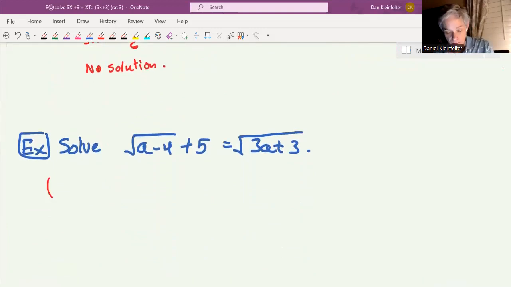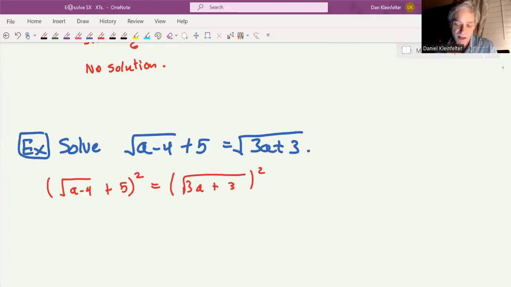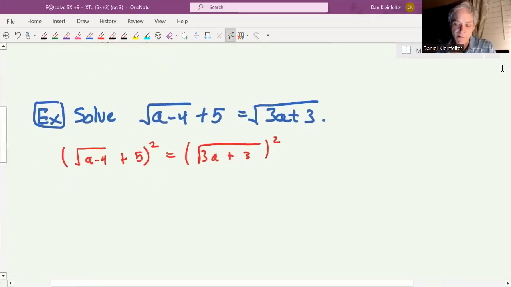For this one, once again, the radical is already isolated. So we will just jump right in and square both sides. This is probably the hardest kind of problem in this section that we will see. So if you find it rough going, at least take comfort in knowing that it won't get any worse than this. Right, so we have the square root of a minus 4 plus 5 squared.